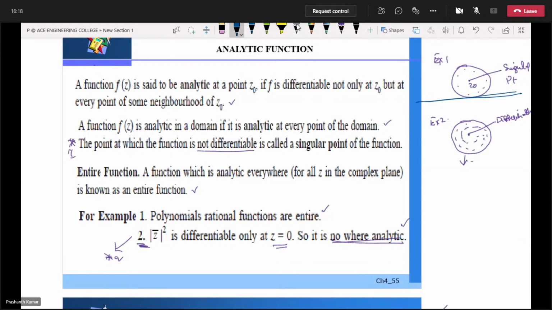A function f of z is analytic in a domain if it is analytic everywhere, at every point of the domain. The point at which the function is not differentiable is called a singular point.